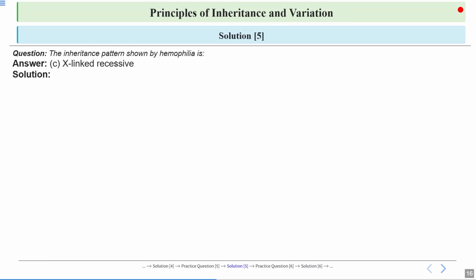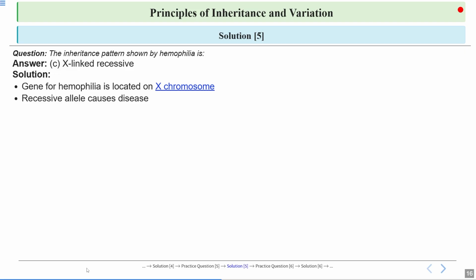Okay, the answer will be X-linked recessive disorder. So the gene for hemophilia is located on the X chromosome. There is a mutation on the X chromosome which causes hemophilia, and this mutation is recessive. That's why it is an X-linked recessive disorder.